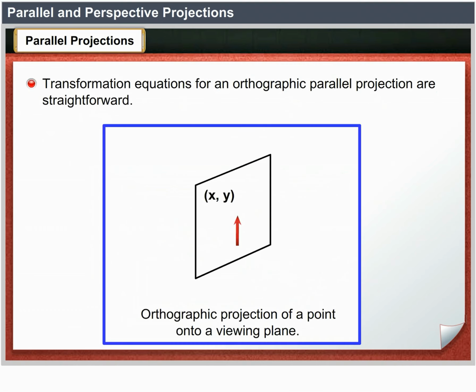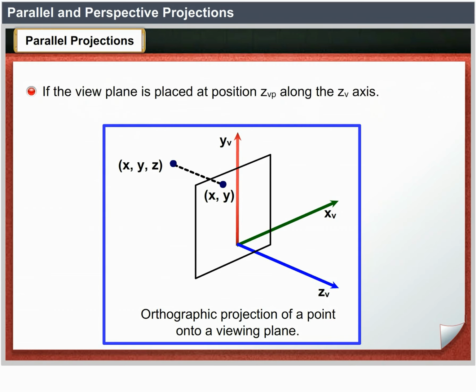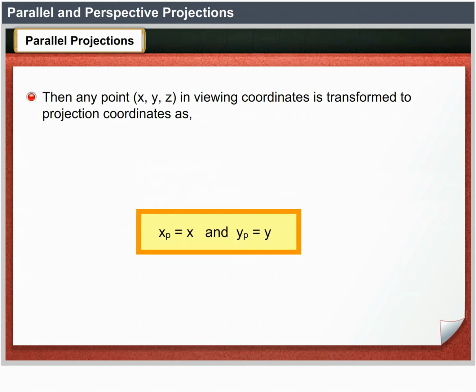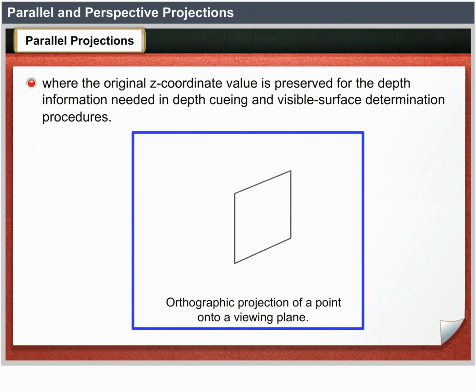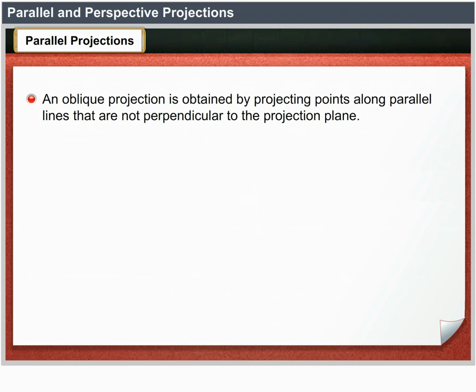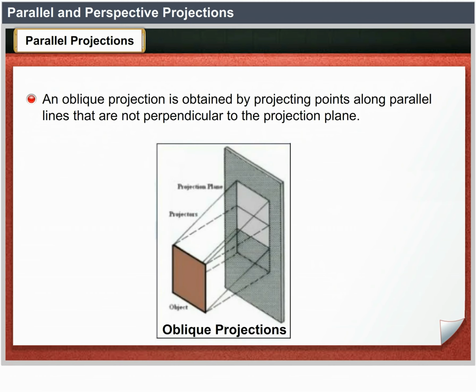Transformation equations for an orthographic parallel projection are straightforward. If the view plane is placed at position zvp along the zv axis, as per this figure, then any point (x, y, z) in viewing coordinates is transformed to projection coordinates as xp equals x and yp equals y, where the original z coordinate value is preserved for the depth information needed in depth cueing and visible surface determination procedures. An oblique projection is obtained by projecting points along parallel lines that are not perpendicular to the projection plane.